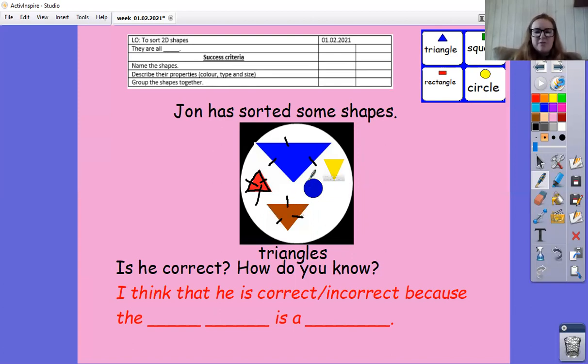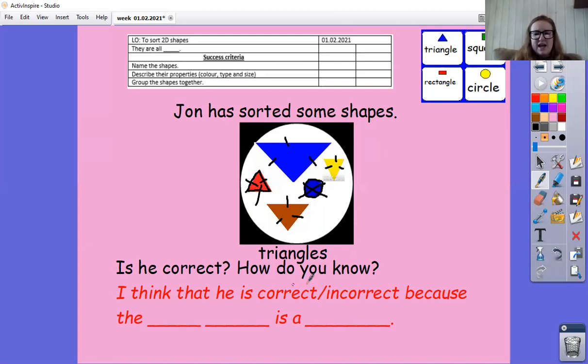What about this shape? Does this shape have three straight sides? No, it has 1 curved side all the way around. So this is not a triangle. Let's have a look at our other one. It has 1, 2, 3 straight sides. That is also a triangle. So are all of these shapes triangles? No, because this one here is not a triangle. It is a circle. So is he correct?